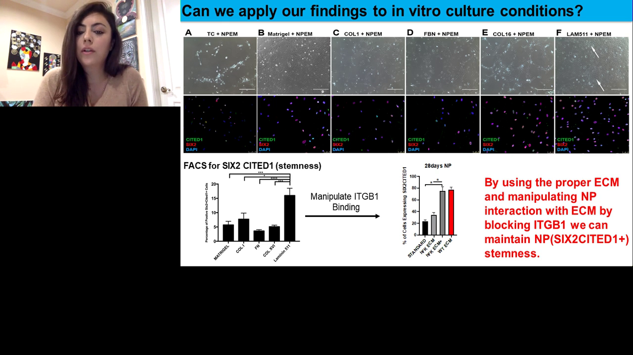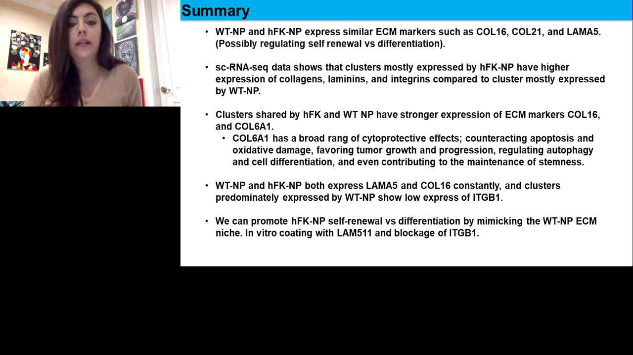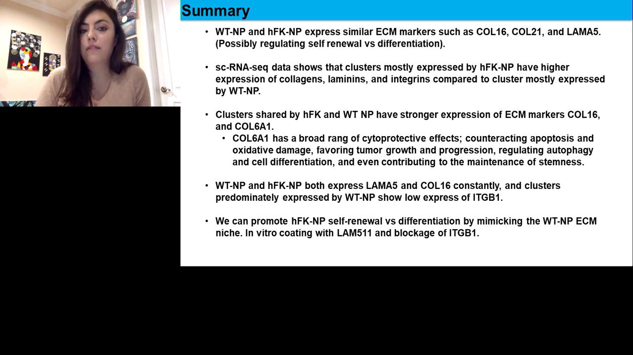And this correlates to the Wilms tumor nephron progenitors cultured on just laminin, so they are unable to differentiate well, so they maintain their expression of SIX2+CITED1. So they're very similar. This brings us to a summary. Basically, we find that Wilms tumor nephron progenitors and human fetal kidney nephron progenitors express similar ECM markers such as collagen 16, collagen 21, and laminin alpha 5. And this may be important to regulate their self-renewal rather than their differentiation.